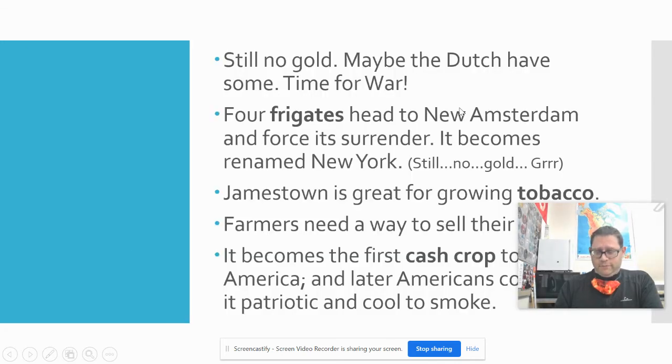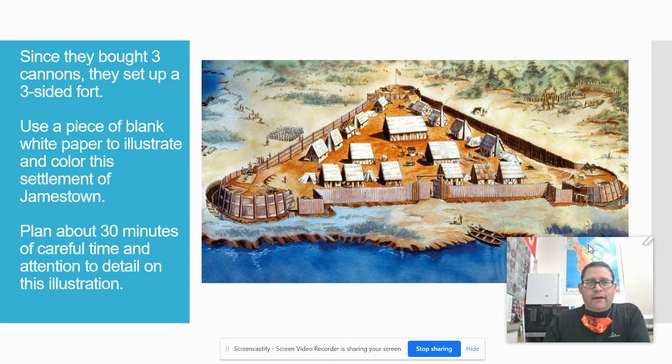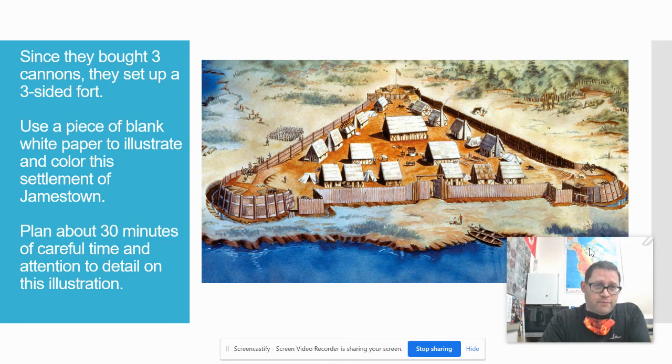With the right button, we will. All right. Since they bought 3 cannons, they set up a 3-sided fort, which you see right here.